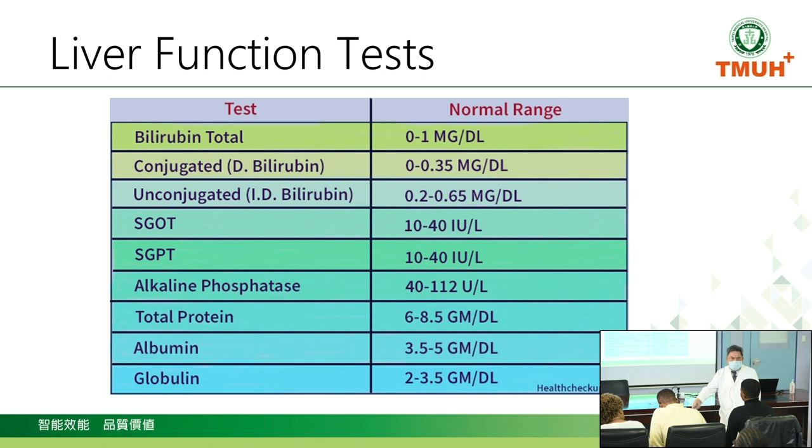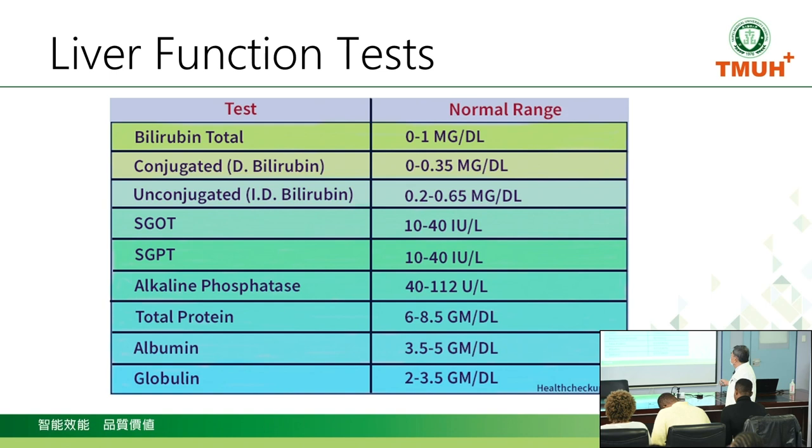In Taiwan, in my training, my first order for liver function tests was always total protein and albumin. Then we check bilirubin, total bilirubin and conjugated bilirubin, not necessarily unconjugated bilirubin, because total bilirubin minus conjugated bilirubin gives unconjugated bilirubin. So for blood tests, total protein and albumin are enough. No need to check globulin level, because total protein minus albumin is roughly globulin.